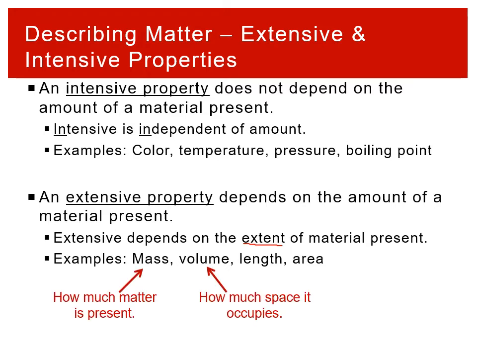If we think about these, mass is how much matter is present. So of course, that's going to depend on how much is present. Volume, how much space it occupies. Well, how much stuff you have is going to describe that. If you're dealing with the length of rope, more rope is longer. So length will increase in that regard. Mass and volume are the most common extensive properties we would work with in chemistry.